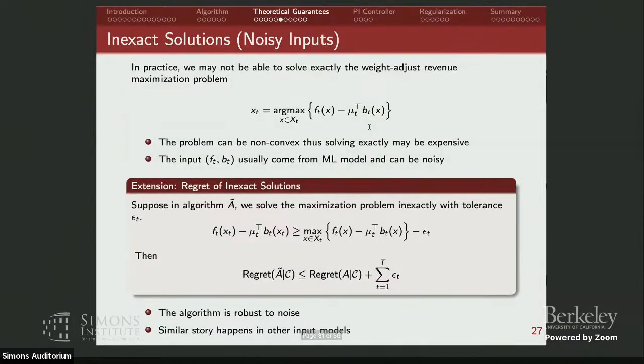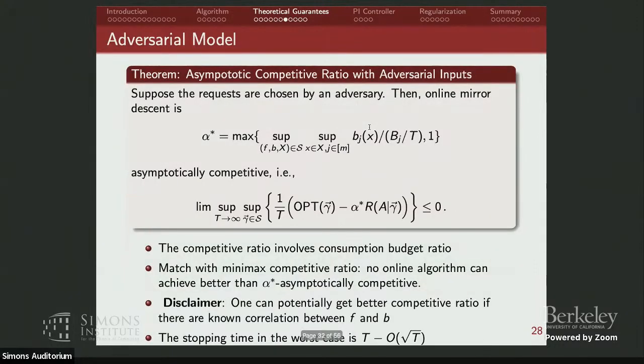The argument holds for all of the input models. And for the adversarial case, here is our major result. We can show that OPT is alpha times the reward the algorithm can get. And this alpha value is this one here. It looks complicated, but essentially this alpha value is the ratio between the consumption, B_j x, and B_j over T, which is the target consumption or your budget. So the consumption budget ratio is going to appear in the competitive ratio. This is the result for the adversarial case, and we can also show this is the best you can achieve for the general model.